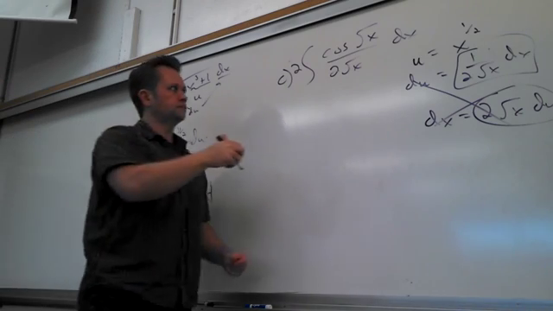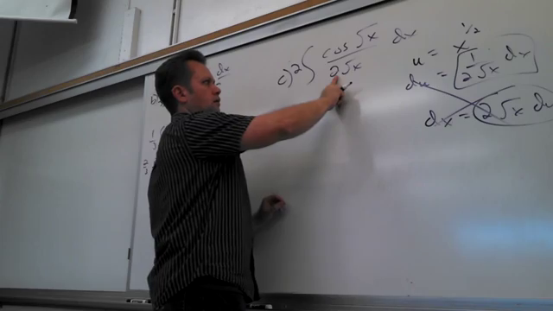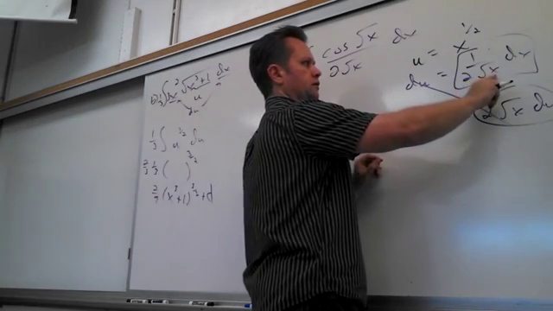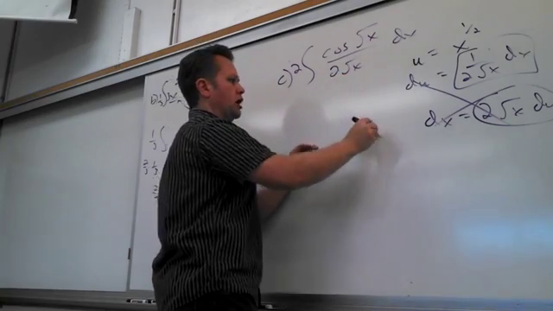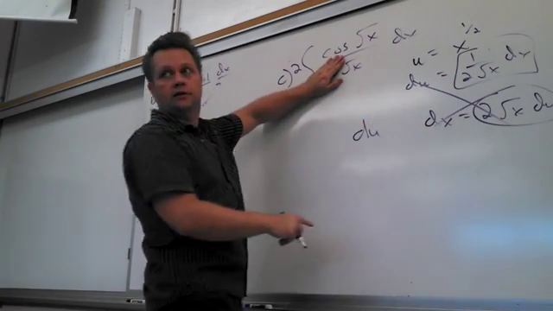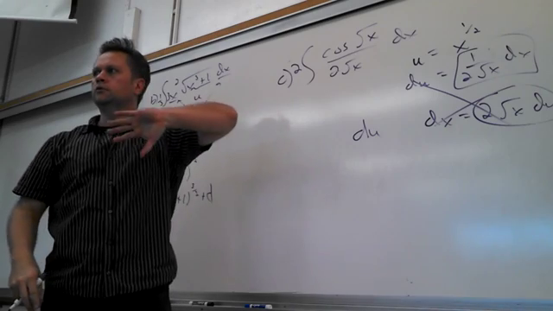Yes? Why did you have the 2 on the 2 rad x in the bottom? Because what was the derivative? This, right? So what do I need in order to get du to show up? I need this. I didn't have that. Now I do. That's all.